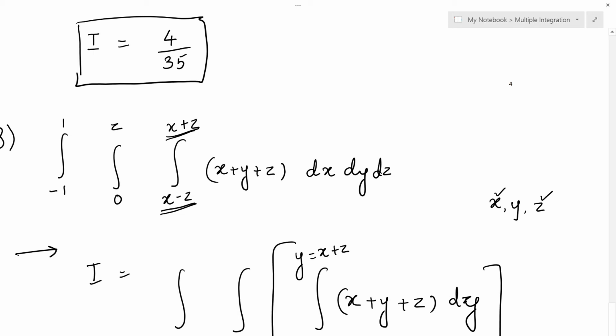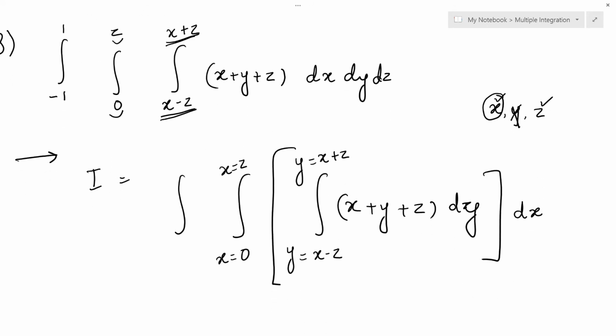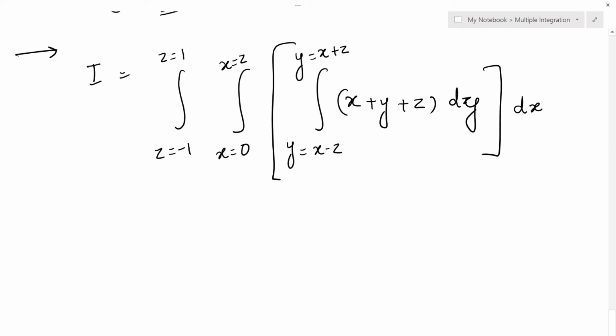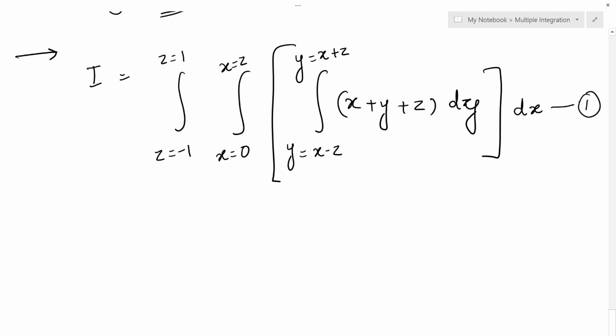Next, since y is used, you have now two variables, x and z. Look at the second limits. The second limits are 0 and z. So obviously it will be x equals 0 to x equals z, and you have to integrate with x next. Lastly, what remains, since y is used and x is used, is z. So this outermost limit will be for z, that is z equals minus 1 to z equals 1. Right? So this is the first integration that I have to solve.